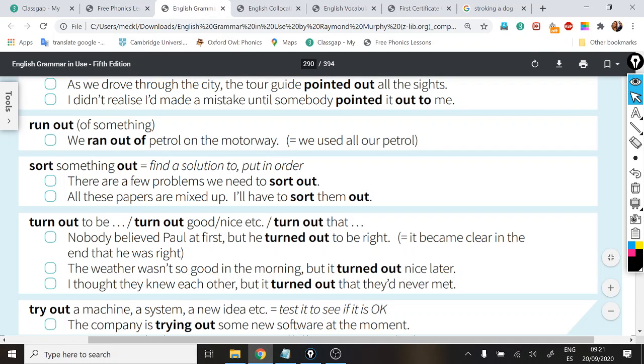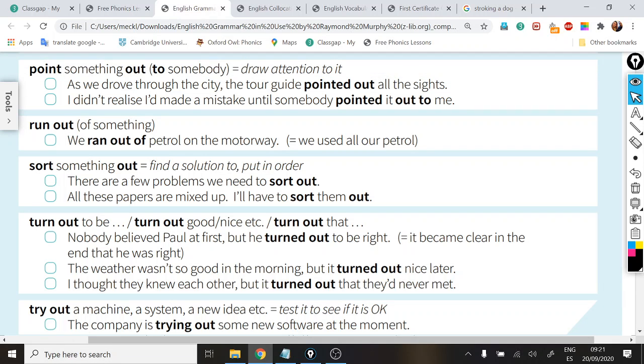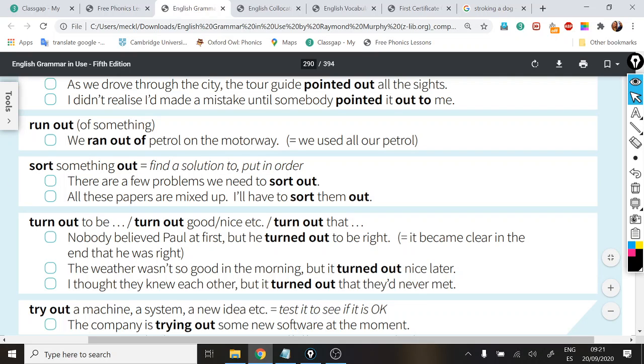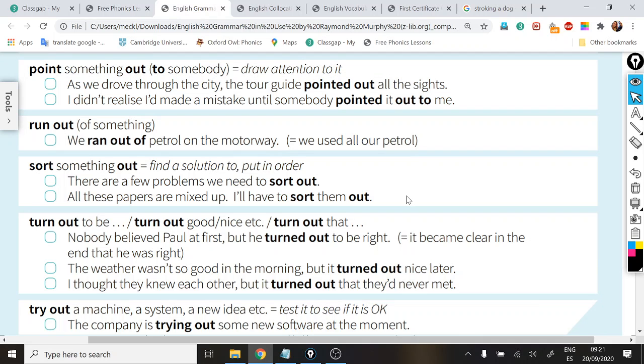So try out means to test. So you try out a vaccine, for example. Scientists are trying out the new coronavirus vaccine on people. Sort out, I'll skip this one for the time being. So sort out means to find a solution. So you sort out a problem. We usually say sort out a problem. Sort out also means to tidy up. So you can sort out your room, for example. You tidy up your room. Okay.